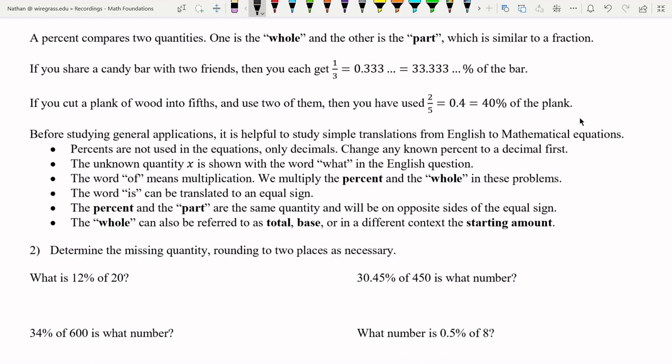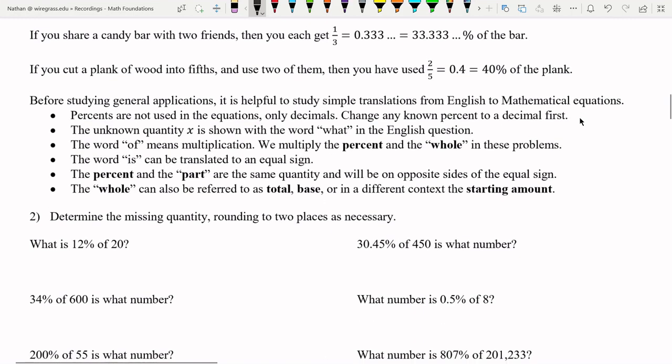Now, before we can study general applications, it's going to be helpful to just study these simple forms, these simple translations from English to mathematics, because we can take any general application problem for percents, convert it into this statement, and then that's very easy to convert into the mathematics.